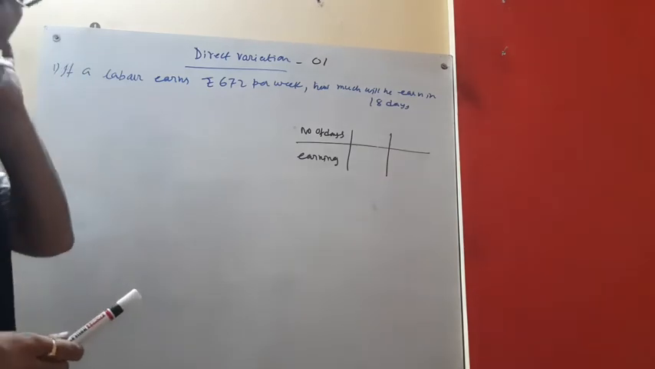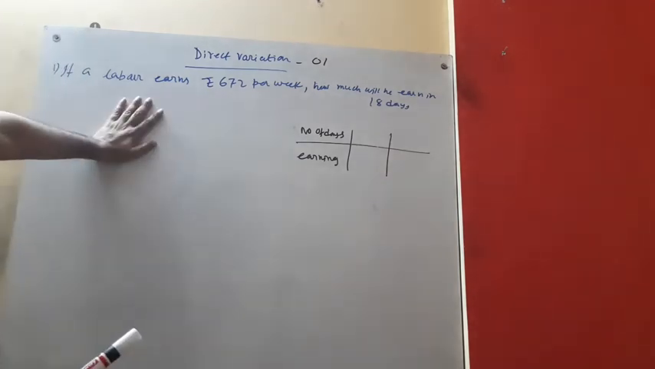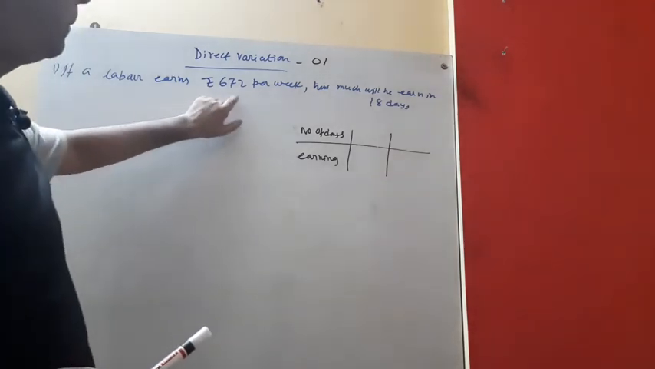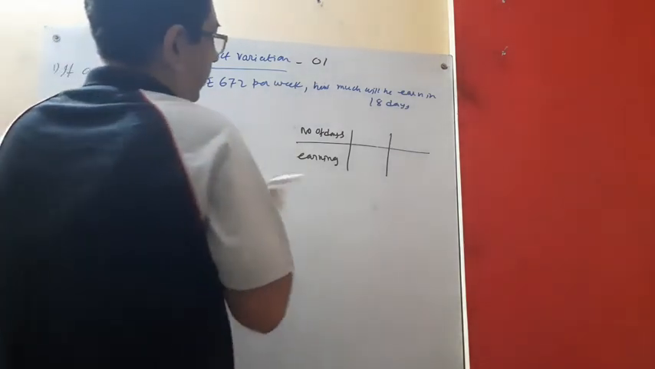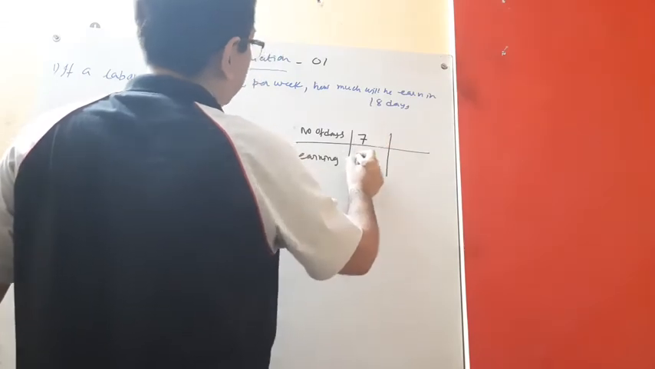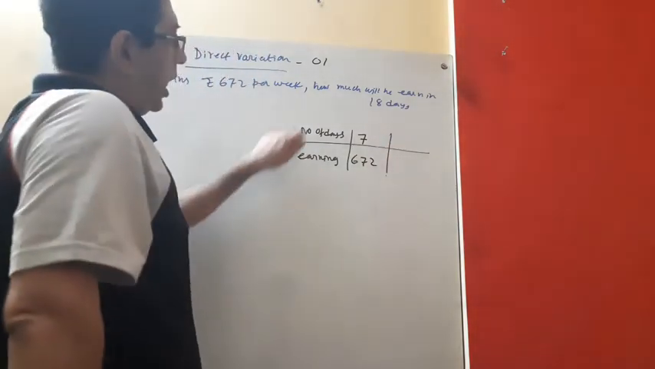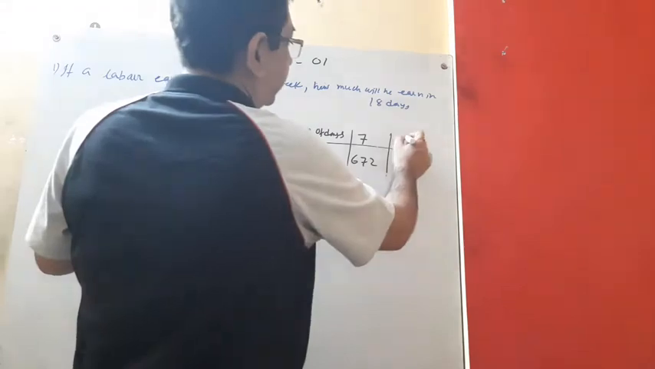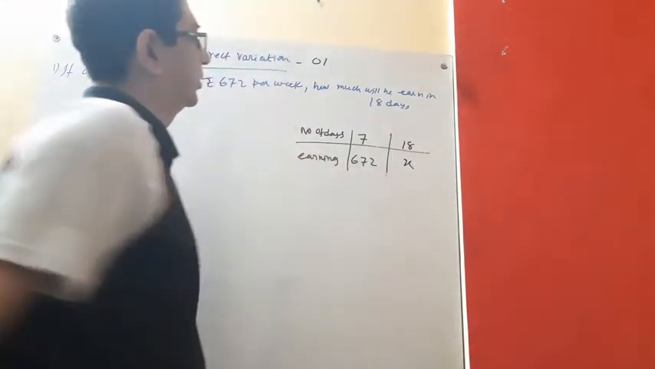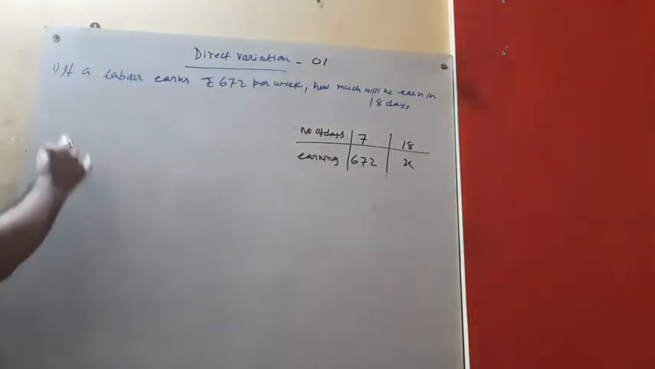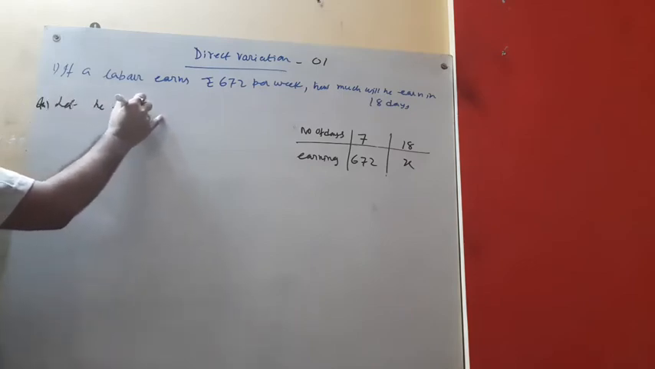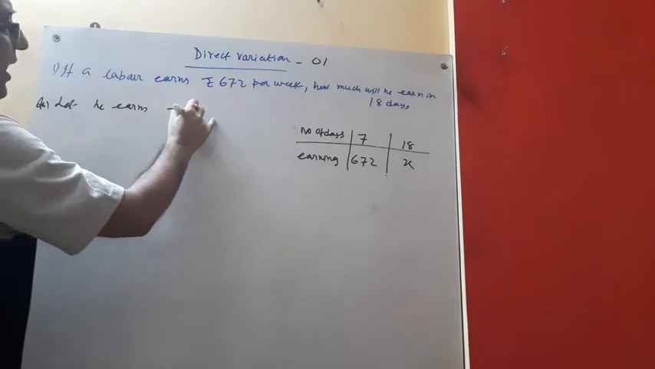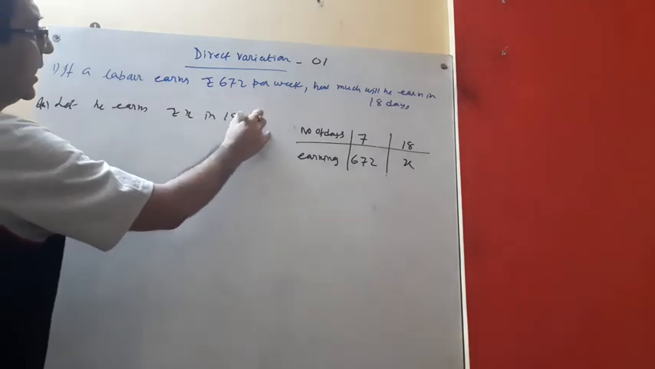Now to understand the theory, I will do a sum. If a laborer earns rupees 672 per week, that means in 7 days he is earning rupees 672. How much will he earn in 18 days? In 18 days, how much will he earn? This type of table you should make. Okay, let him earn rupees x in 18 days.